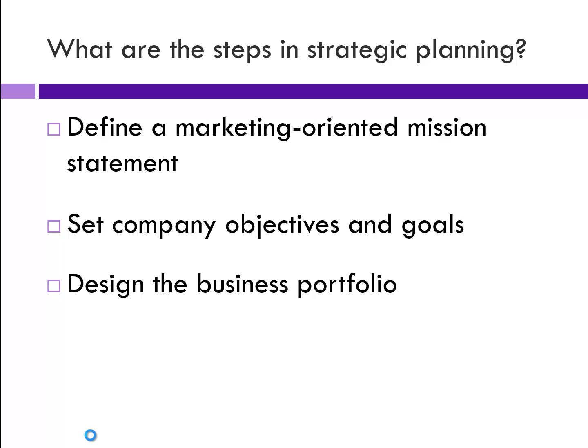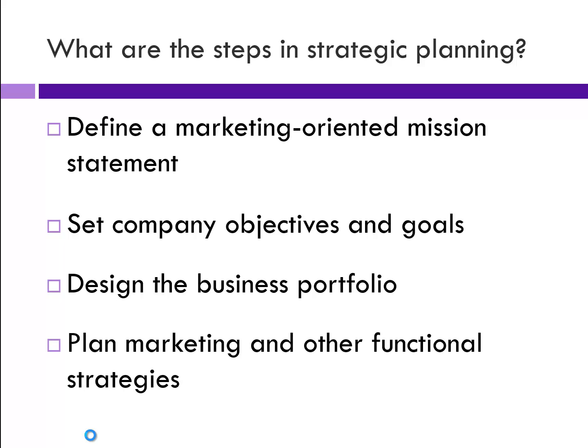The next slide will talk about the portfolio in a little more detail. The last step is to plan the marketing and other functional strategies. The first three steps we talked about are all about the company in general. Now we're getting into the specific functional areas within the company. Once we know what the company wants to achieve, we set the marketing strategies to help achieve that, and the production strategies, and the human resource strategies.